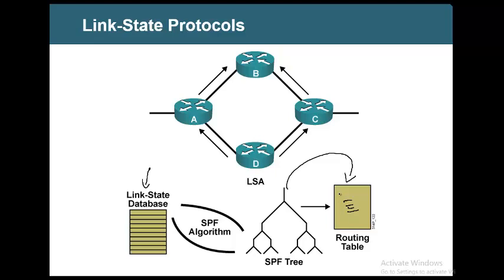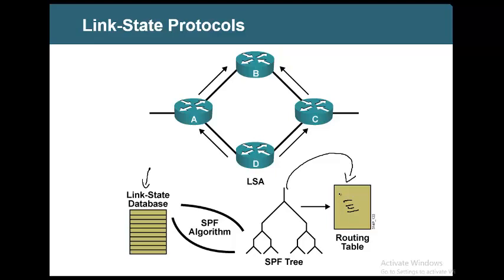EIGRP, to decide on a best path, depends on what the neighbor gives. What the neighbor gives as a route. The neighbor is not giving a link state advertisement. In EIGRP, the neighbor is giving the route which he has found as the best route. So whatever the neighbor gives, you put something on top of it and decide what is good for you.